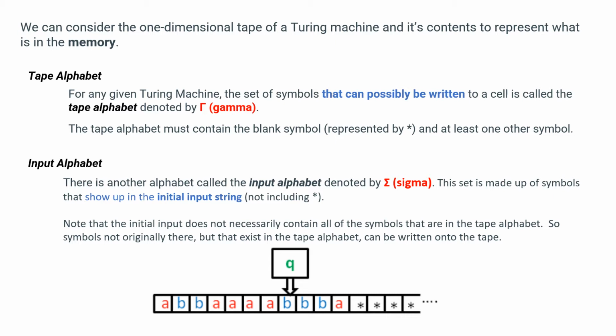Okay, so this says here, note that the initial input does not necessarily contain all of the symbols that are in the tape alphabet. So symbols that are not originally there but exist in the tape alphabet can be written onto the tape.